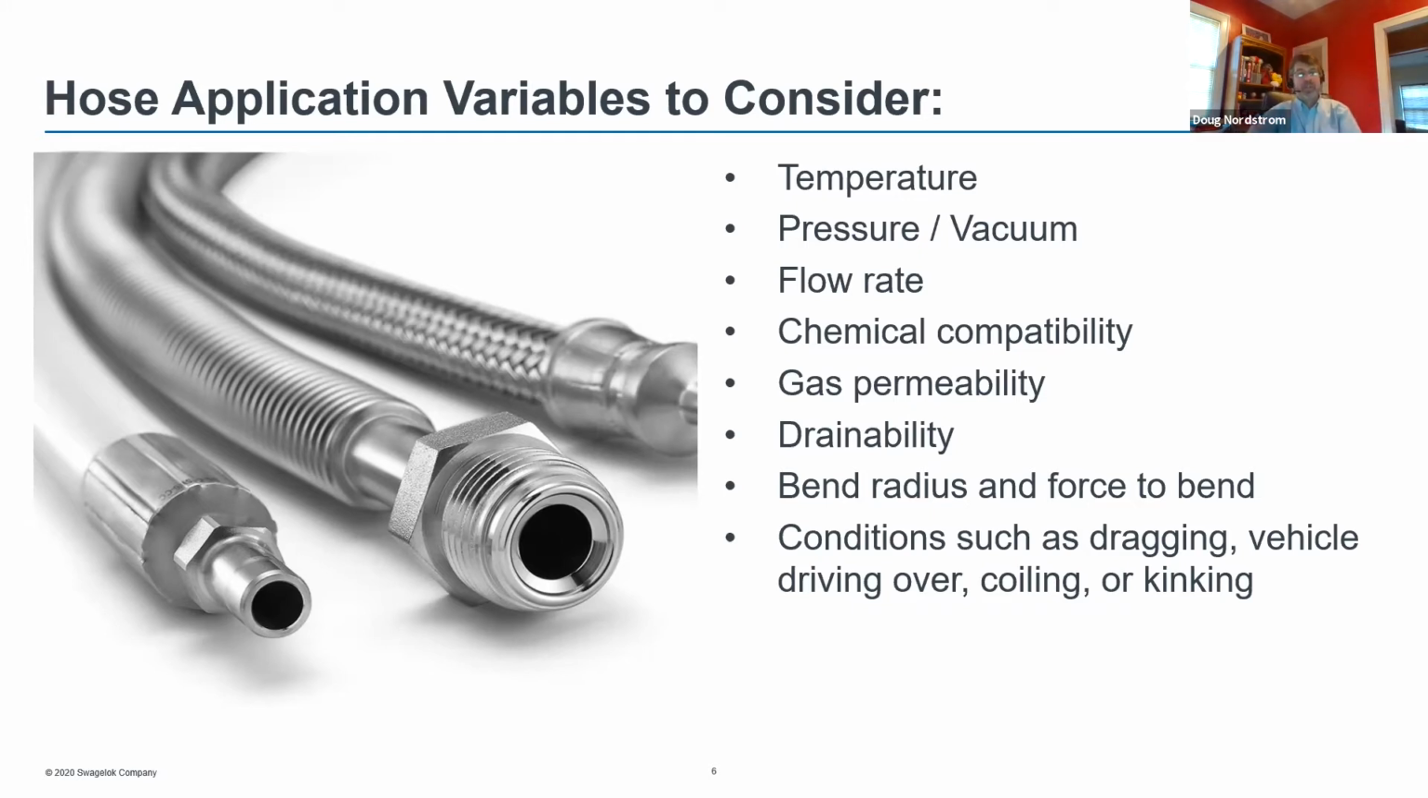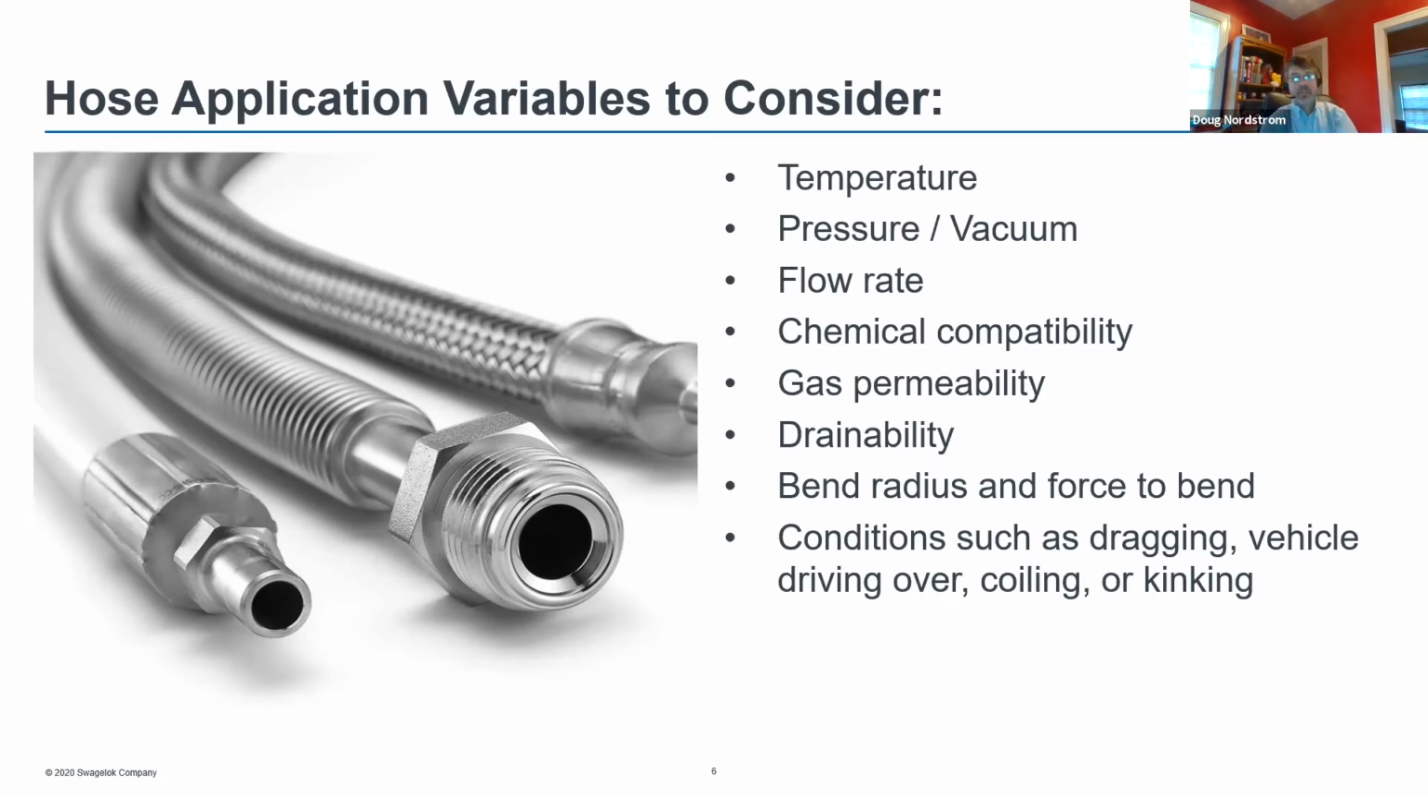Something else that a hose is more susceptible to is permeation. Again, a hose has a lot more surface area than other fluid system components, and permeation is directly correlated to the amount of surface area the media sees. In gas applications, a hose can permeate quite a bit, so the hose needs to be designed to minimize permeation when that's important. Of course, a hose needs to be drainable. Some hoses are more drainable than others.